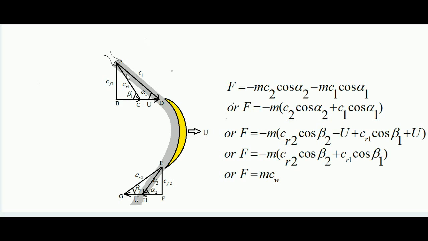Similarly, C1 cos alpha 1. C1 cos alpha 1 is what? Vector BT. That can be written as what? CR1 cos beta 1, that is BC plus U. So CR1 cos beta 1 plus U. So in place of C1 cos alpha 1, you can write CR1 cos beta 1 plus U. So you can cancel out this U, because minus U plus U can be cancelled. So ultimately F is equal to M times (CR2 cos beta 2 plus CR1 cos beta 1). This CR2 cos beta 2 plus CR1 cos beta 1 is denoted as CW, called the whirl velocity, and we can remove this negative sign in case we are only bothered about the magnitude of force, not the direction in which it is acting.